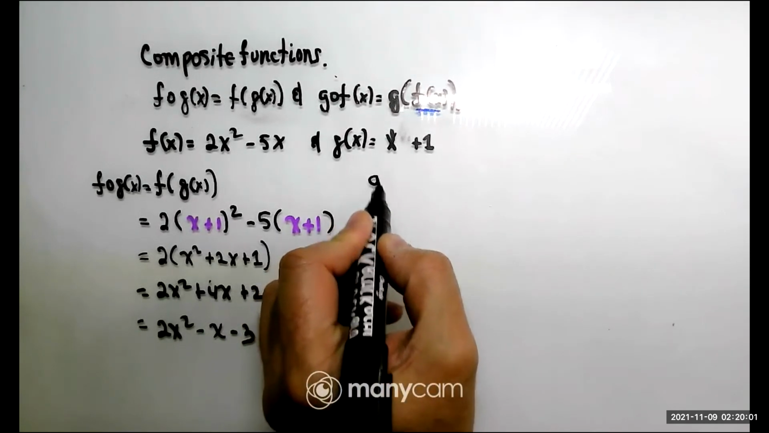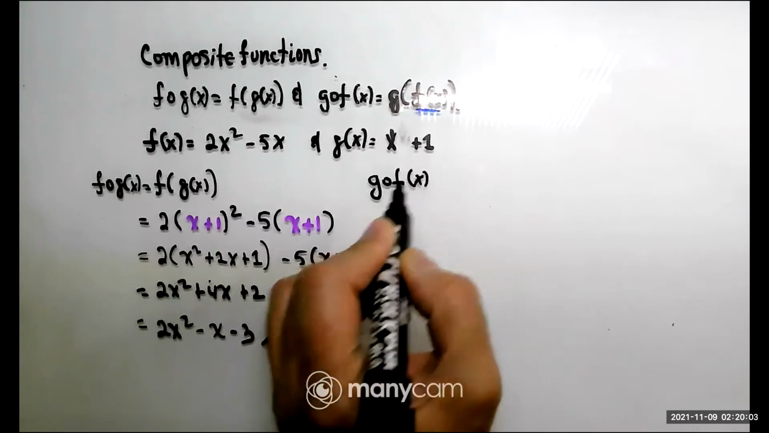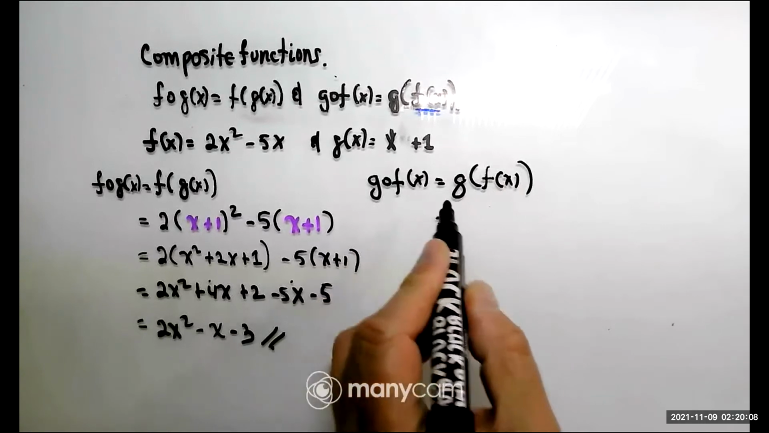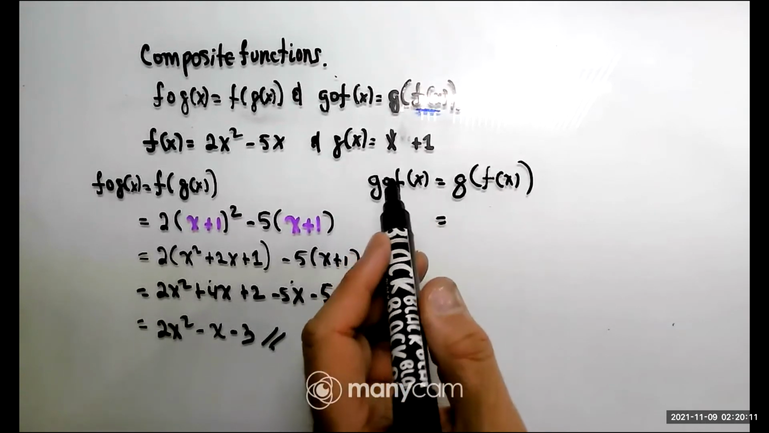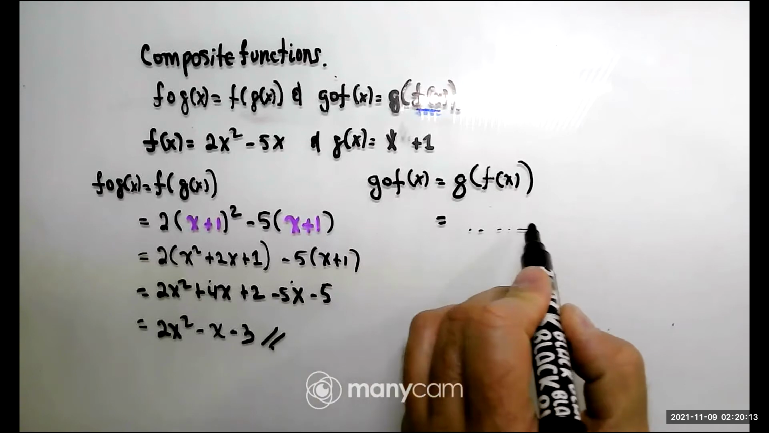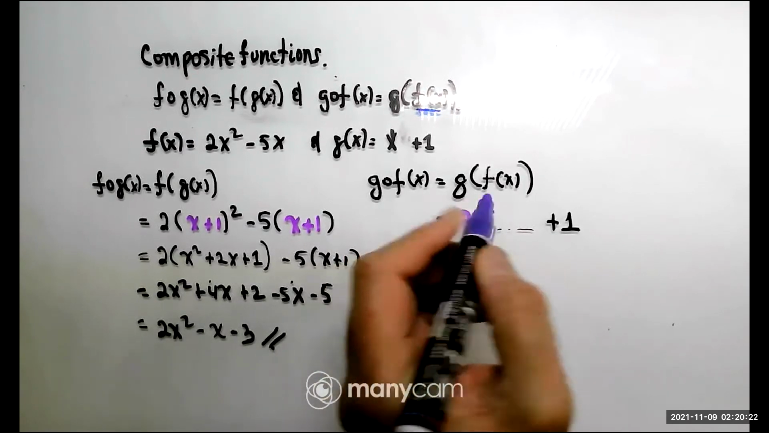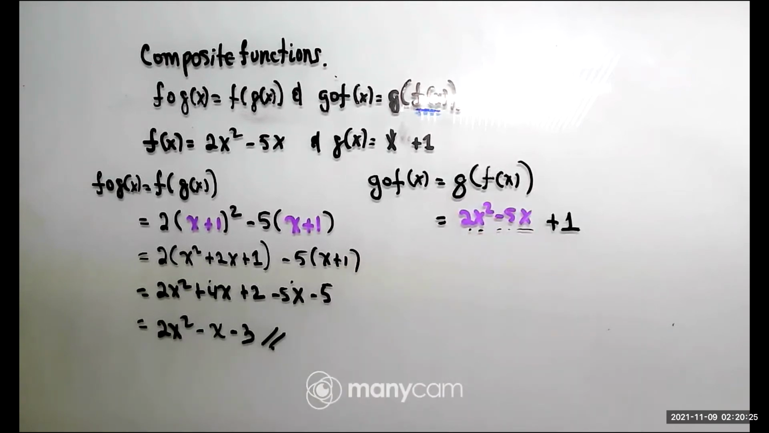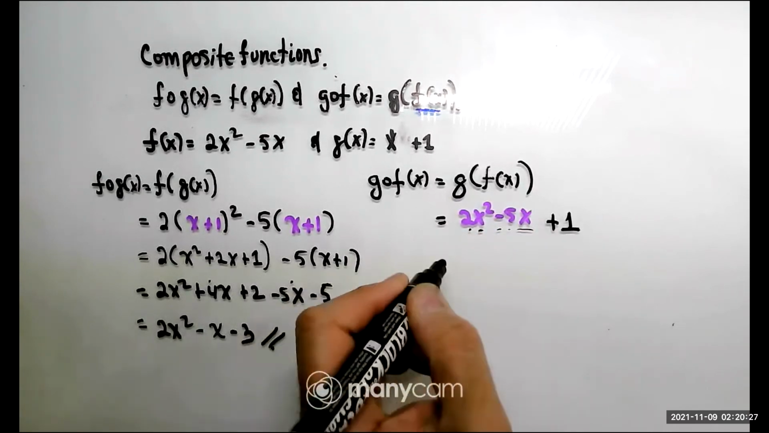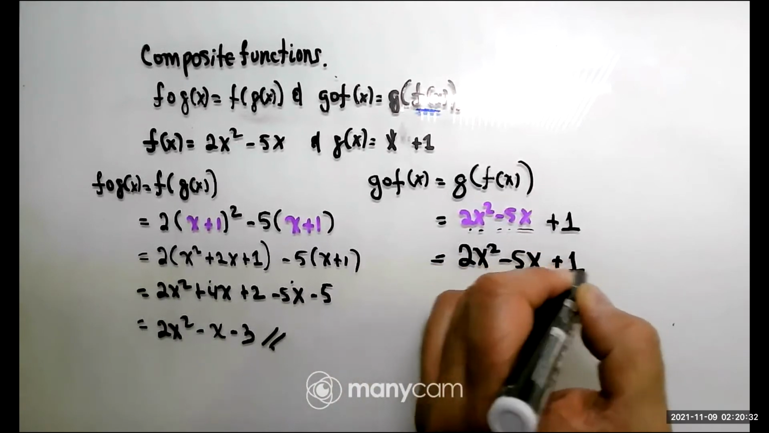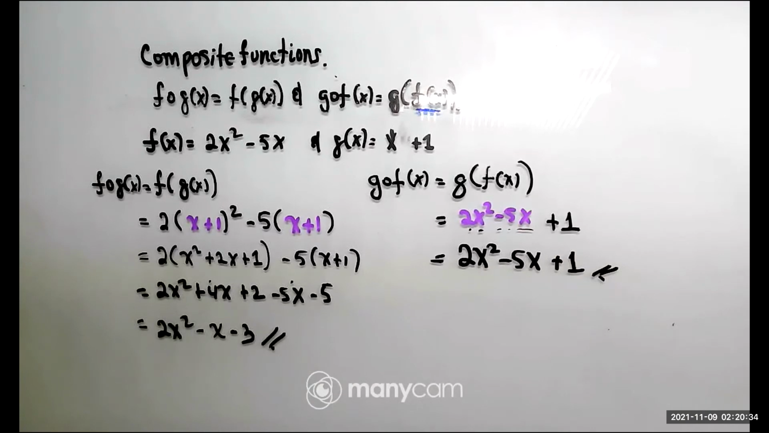Likewise, let's go ahead and find g of f of x. In this one, g is my outside function, the dominant function, which is x plus 1. So instead of x, we're going to punch in f of x, which is 2x squared minus 5x. Notice there's actually nothing much to do here. I'm just going to rewrite it. That's it. There's nothing to do here.